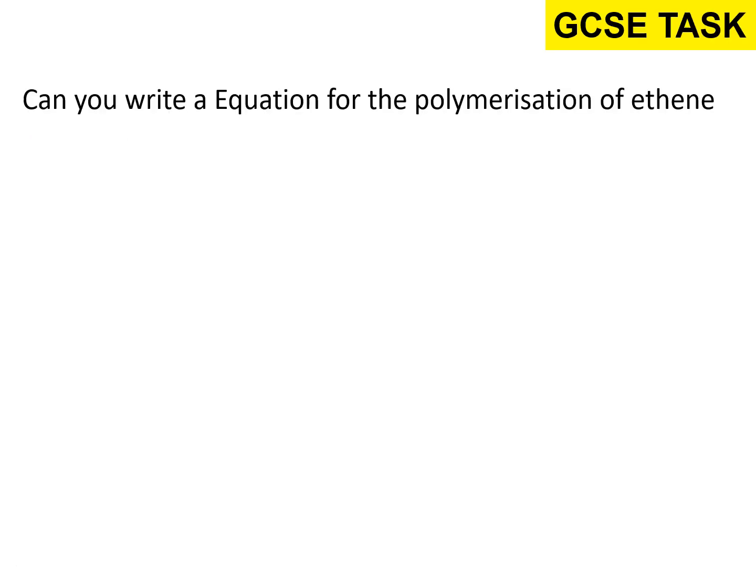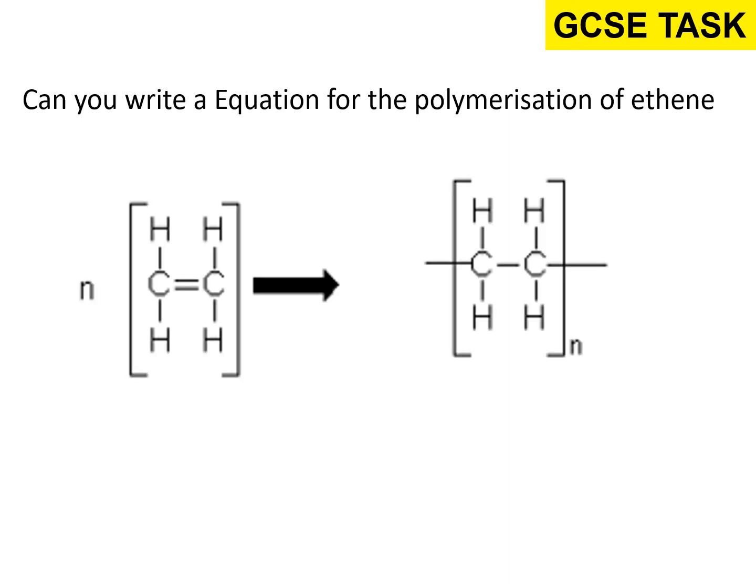At GCSE level, we learnt how to write an equation for the polymerization of ethene. It's usually at GCSE level a 4-mark question, and it is important to put the n in front of the ethene on the left-hand side and the n in the bottom right-hand corner on the right-hand side. Don't forget to have the double bond on the left-hand side, and you break the double bond on the right-hand side, and you make sure that the bonds cross the brackets.